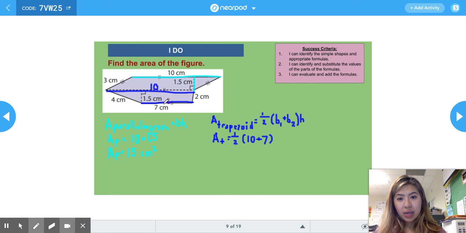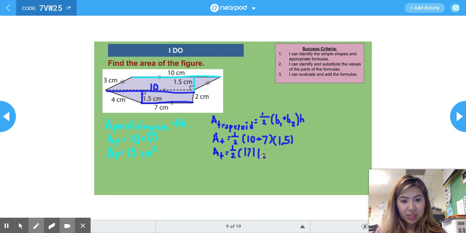Next, I'm going to have to find my height. So even though we have this 2 centimeters right here, my height has to be a straight line up and down, so a straight vertical line. So my height's actually going to be the 1.5, not the 2. Then I'm going to go ahead and solve it. So we have half times 10 plus 7 is 17. And then we're going to multiply the 17 times the 1.5, which is 25.5.